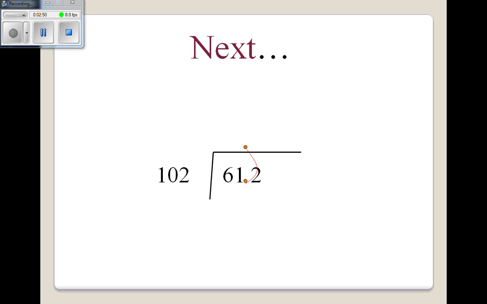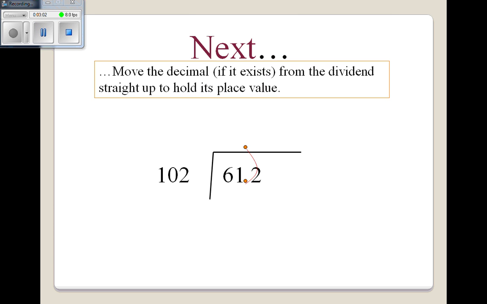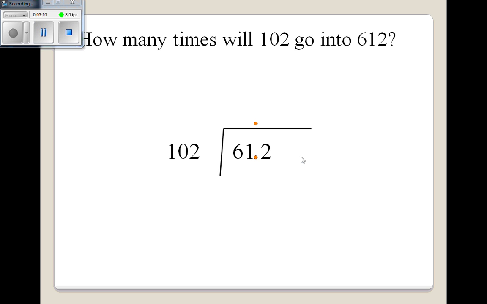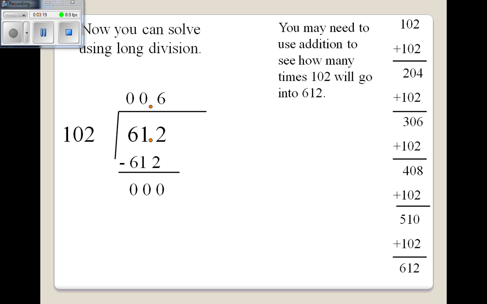Next, the step we will take is going to be moving the decimal directly above the problem. If we place this on top, it will hold it into its place value, so we do not have to move anything else. So now the problem is going to say, how many times will it go into this number? So in doing that, you can do it multiple ways.